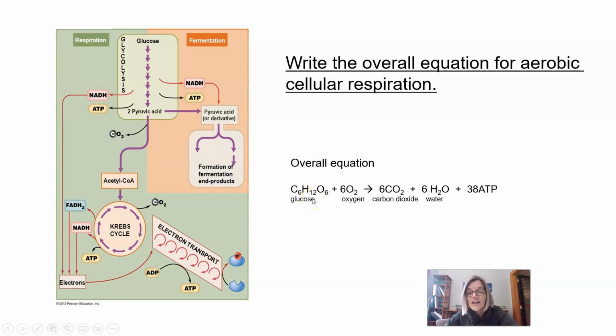Because combustion needs oxygen. We're essentially doing combustion in our cells, using oxygen to break down the glucose, generating carbon dioxide, water, and ATP. So that's the overall equation for aerobic cellular respiration. Recognize it, be able to write it in words, or be able to write it in formulas, whatever works for you.